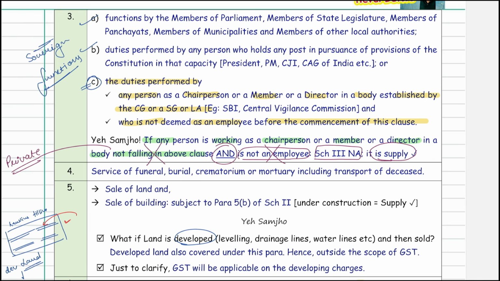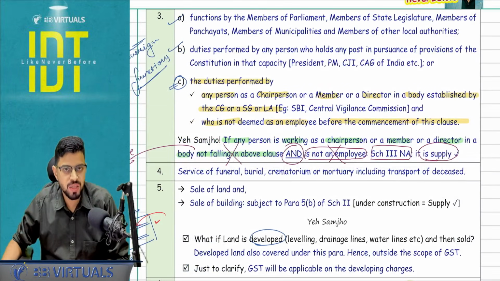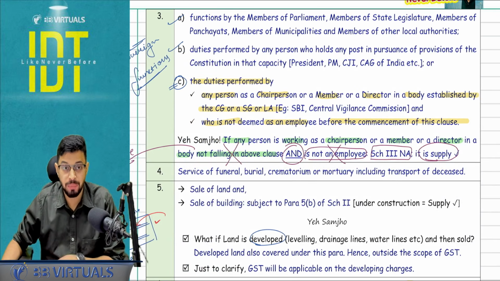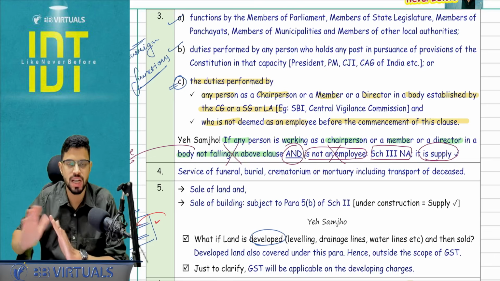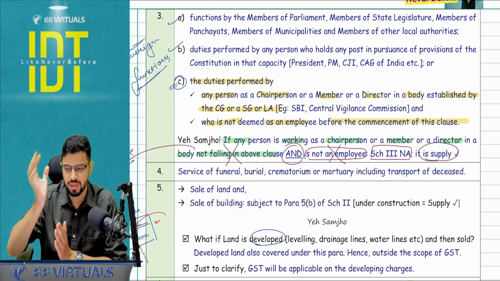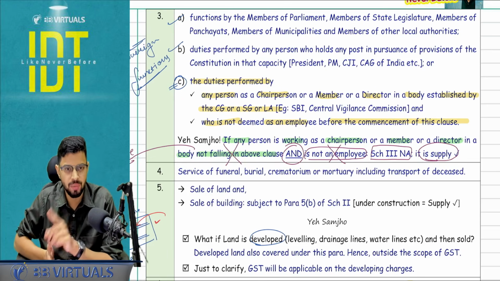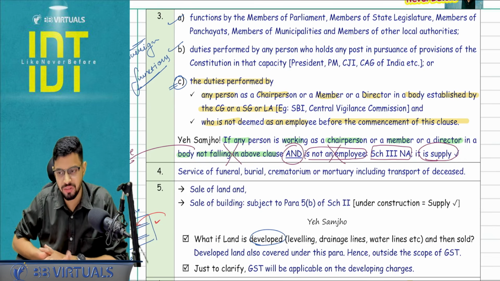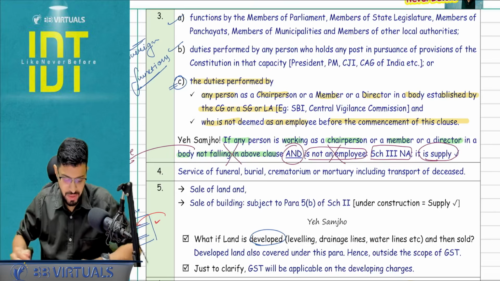TDR FSI transfers enjoy certain exemptions that will come in chapter number 2, when I will interlink the forward charge mechanism, RCM and exemption. Just give me some time for that. Transferable development right, you are talking about it. We will cover that. Okay.